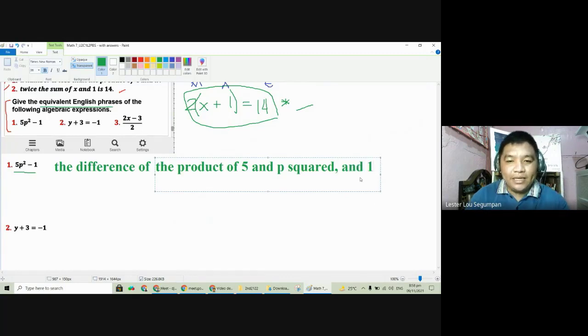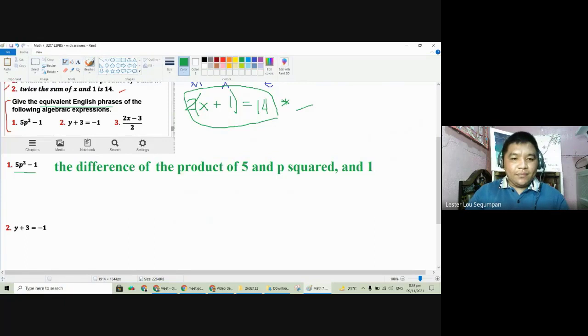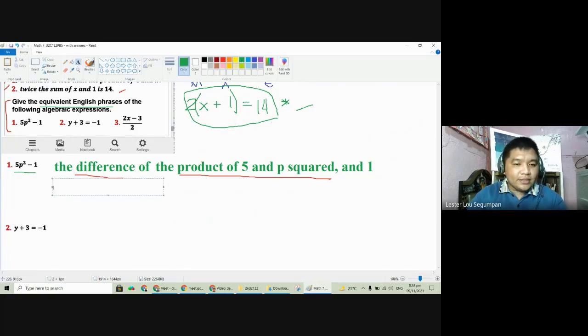That's one example here. How does it look like? It tells us that there is a difference. And what are the terms under this difference? The product of 5 and p squared, you have here 5 and p squared, and then 1. That's just one example. You could also go with this.